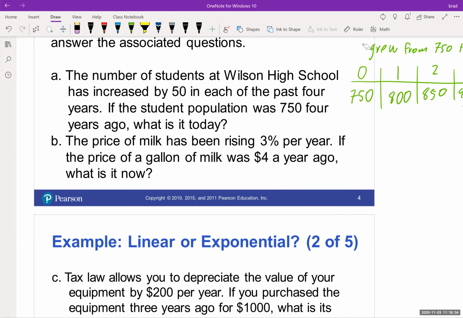Oops, you know what? Linear. What am I doing? I can't write linear growth. Sorry about that.